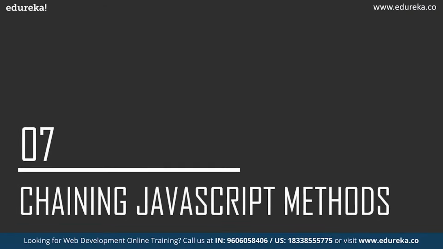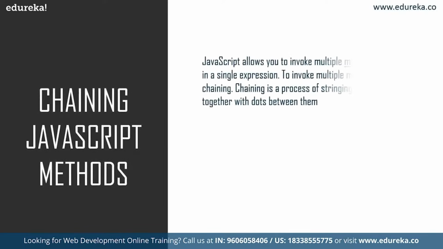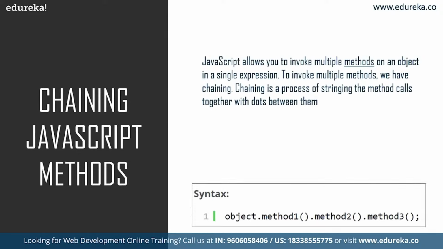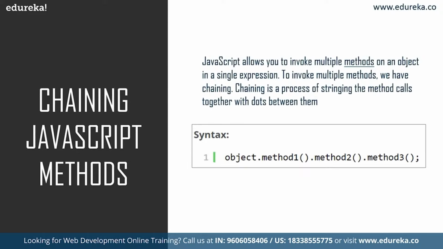Now the next thing that we're going to talk about is chaining JavaScript methods. JavaScript allows you to invoke multiple methods on an object in a single expression. To invoke multiple methods, we have chaining. This is a process of stringing the method calls together with dots between them. The syntax for chaining is very simple. We just take object.method1, then add dot method2 dot method3. This is how you chain the different methods together.